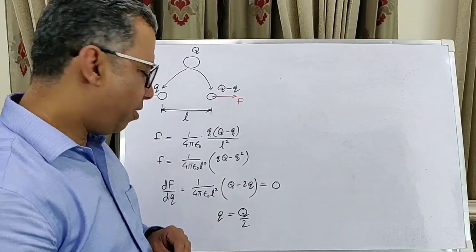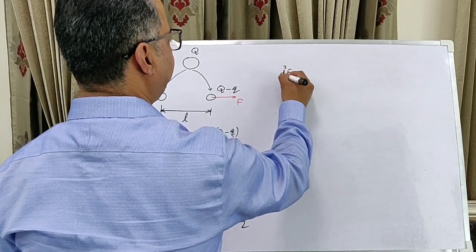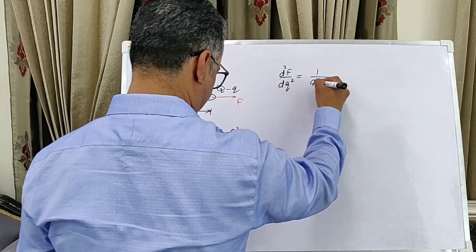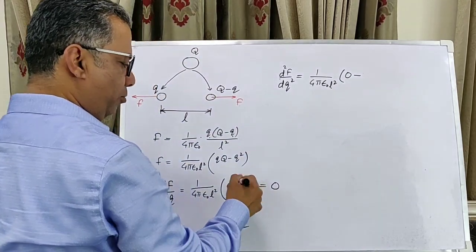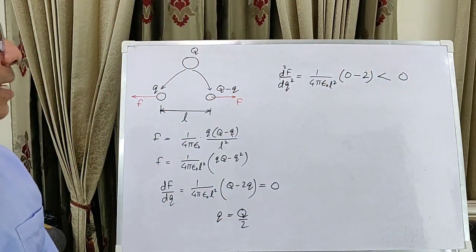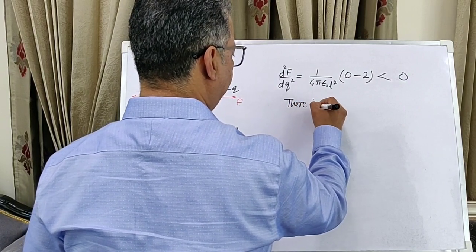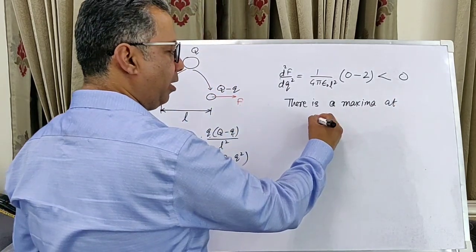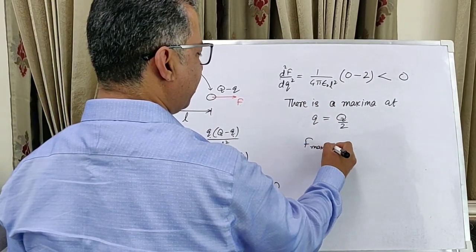So the derivative of F is 0 when small q equals capital Q by 2. Now whether we have a maxima or a minima, for that we have to have the second derivative. The second derivative, d square F by dq square, will be equal to 1 by 4 pi epsilon naught L square. Capital Q is a constant, the derivative is 0, minus 2q, the derivative is minus 2, and so we have a negative double derivative. Since it's negative, what we get to know is that there is a maxima at small q equal to capital Q by 2.